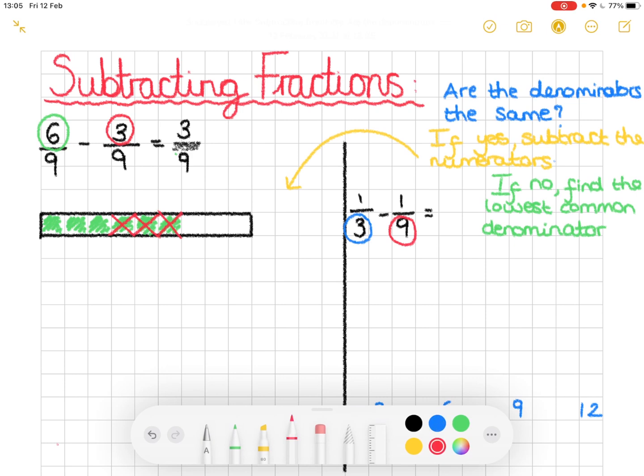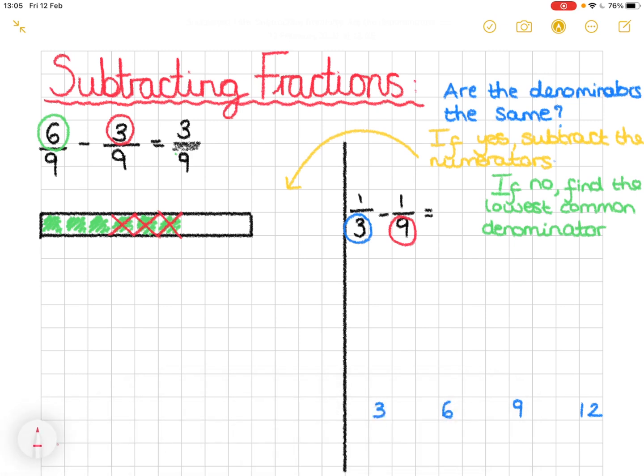I'm not going too far because I need to find the lowest possible option, and then I go through my 9 times table. So 9, 18, 27, 36. Look through those 2 times tables and find the number they have in common. There is one multiple there which is common to both of those times tables.